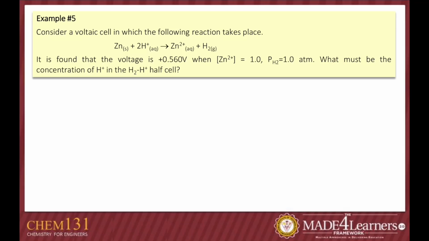Because we're still going to use the Nernst equation, just like what we did in the previous examples, we're going to write the equations at the anode and the cathode so that we will be able to find the standard cell voltage. So zinc undergoes oxidation. This is Zn2+ plus 2 electrons. And for hydrogen, it undergoes reduction.